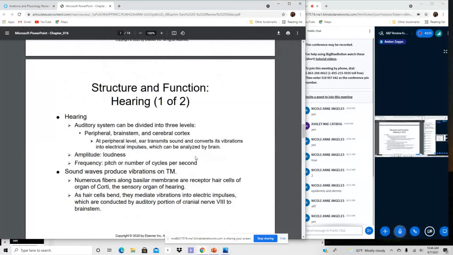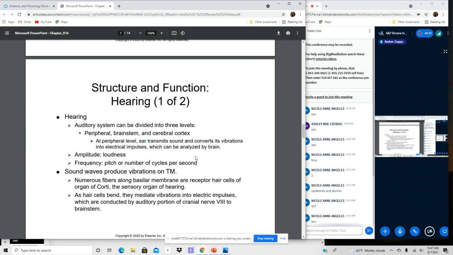So, hearing: the auditory system can be divided into three levels: the peripheral, brainstem, and cerebral cortex. At the peripheral level, the ear transmits sound and converts its vibrations into electrical impulses, which can be analyzed by the brain. Amplitude is loudness, and frequency is the pitch, or number of cycles per second. Sound waves produce vibrations on the tympanic membrane.